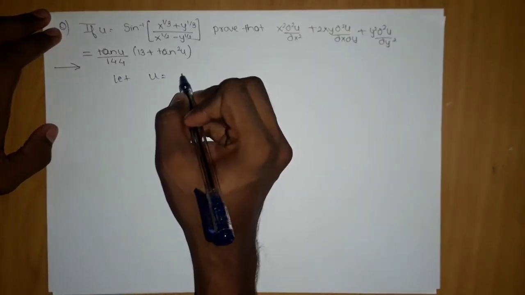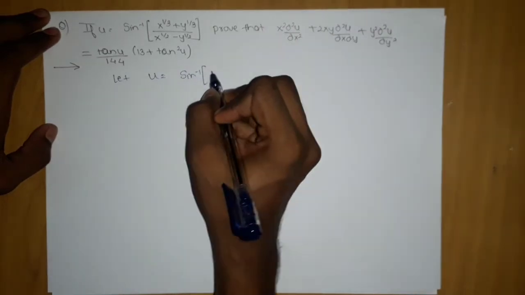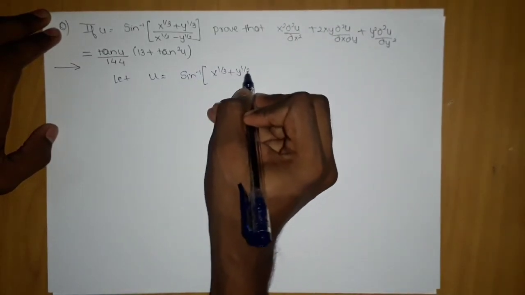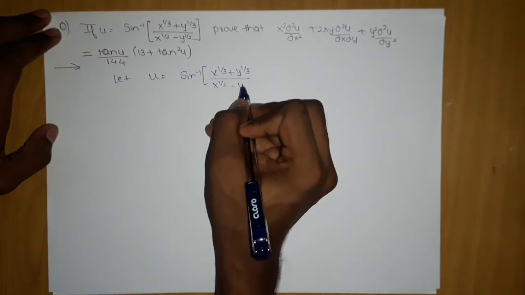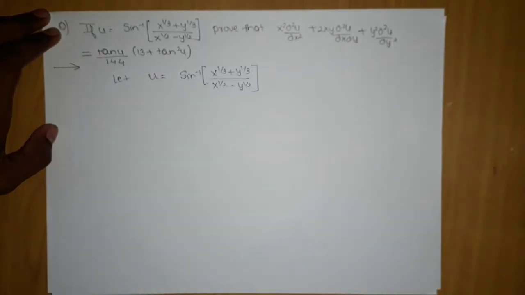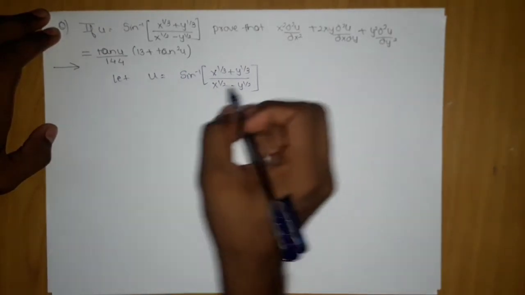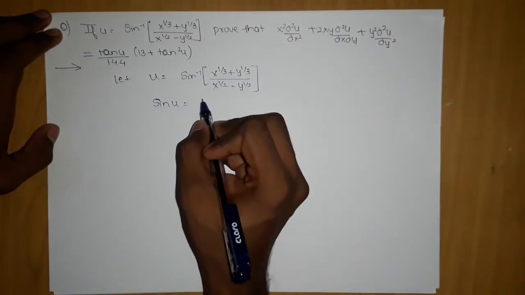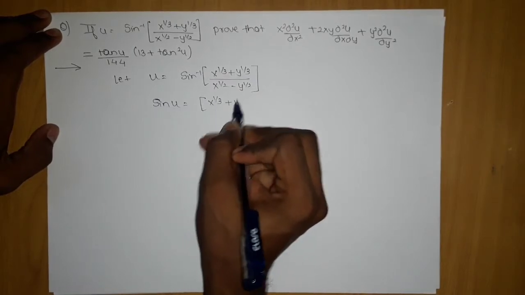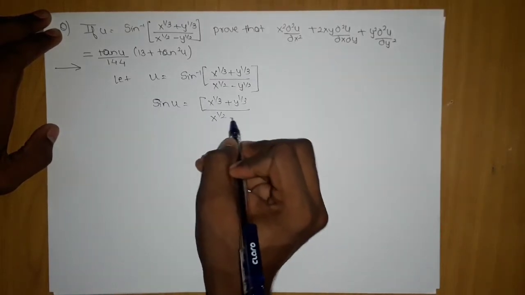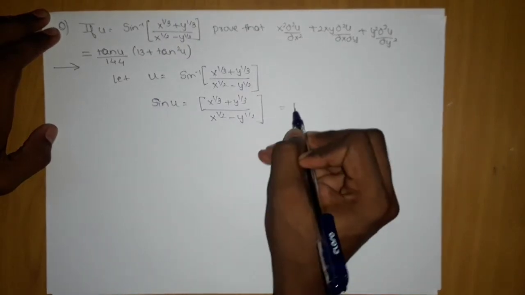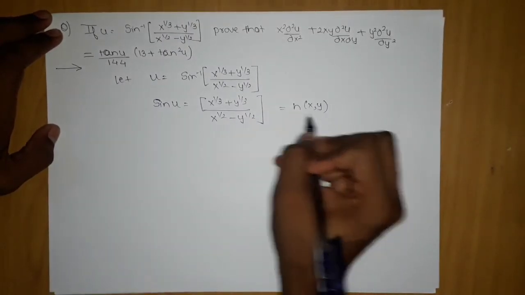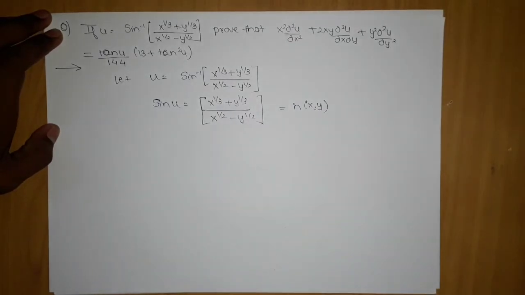First, u equals sine inverse, this you have to write. After writing this, remember all the things which we have proved, we always consider the function to be homogeneous. So what we will do is shift this sine inverse to this side, which will become sine u. So sine u equals x power 1 by 3 plus y power 1 by 3, the whole upon x power 1 by 2 minus y power 1 by 2. Let's call it some h of x comma y. The three of them are equal and they are h of x comma y.